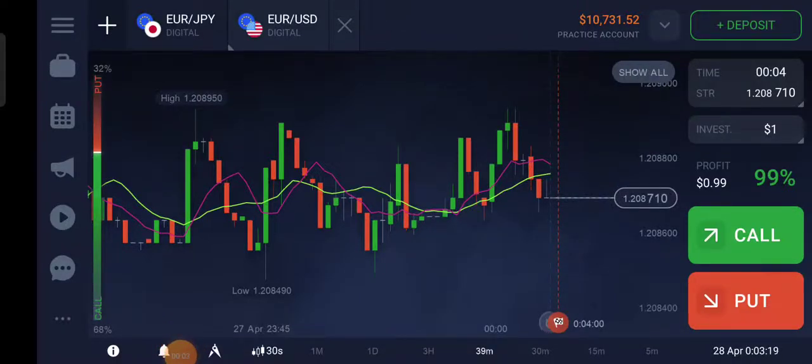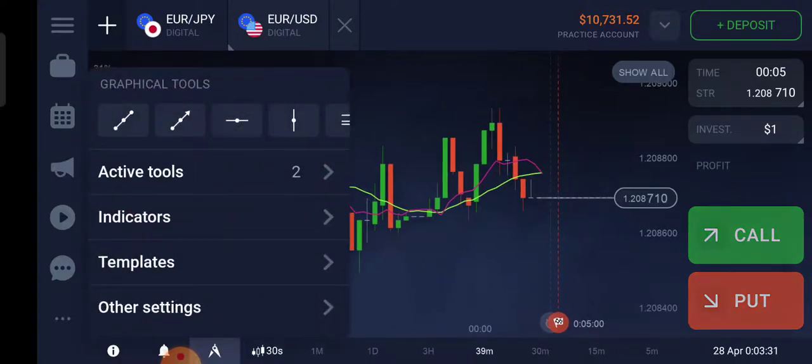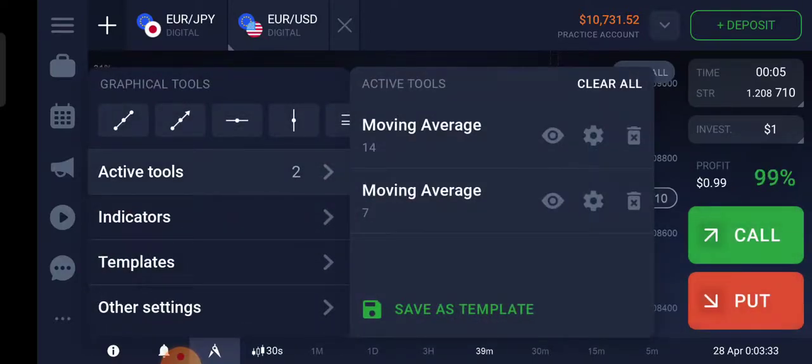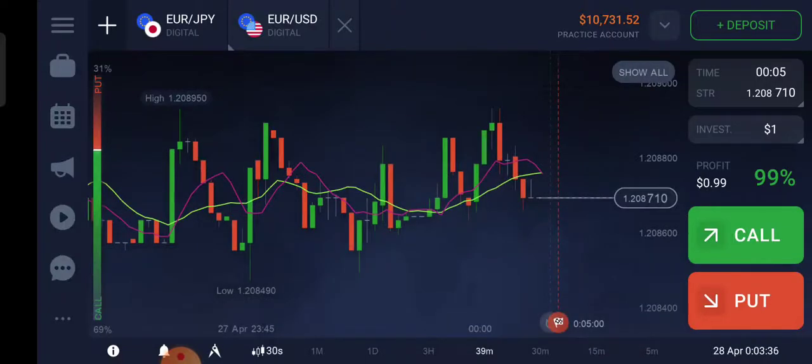So today we shall talk about the best buy into option strategy of 2021. As you can see, this is a Euro USD pair, and I have drawn these two moving averages. The purple moving average is a period of 14, and the green moving average is a period of 7. As you can see, this is a 30 seconds chart.